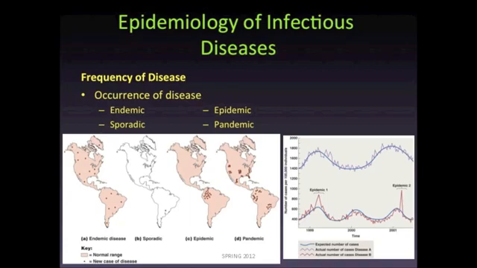Sporadic diseases are those that occur only occasionally at irregular intervals in random locations. Tetanus within the United States is considered a sporadic disease.